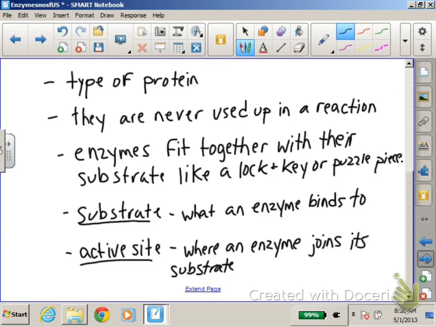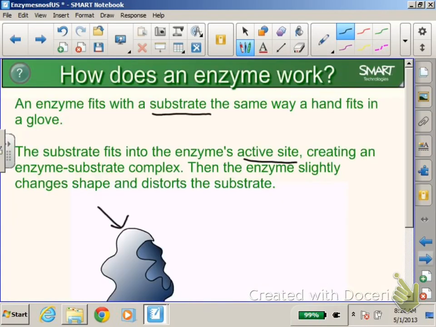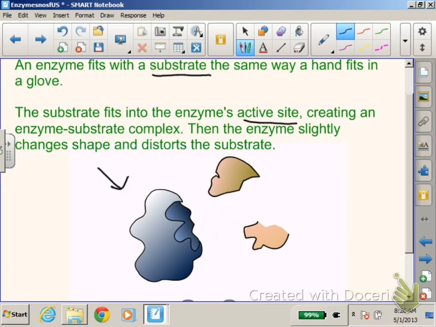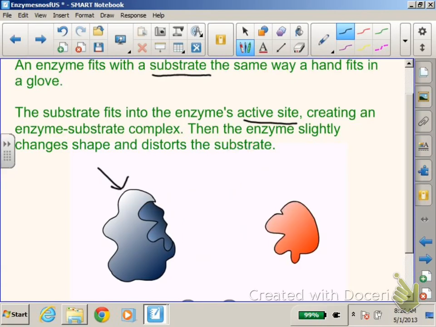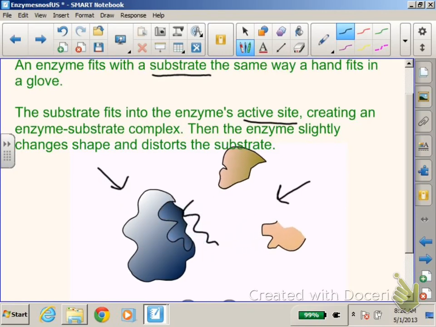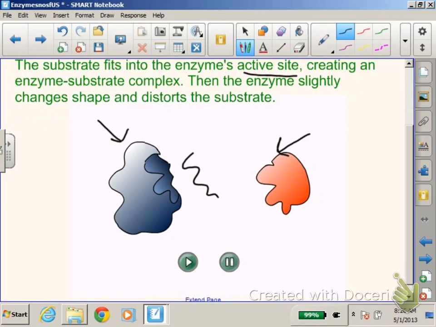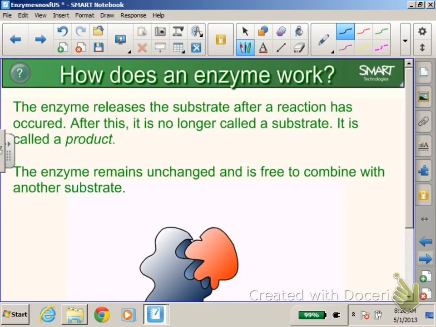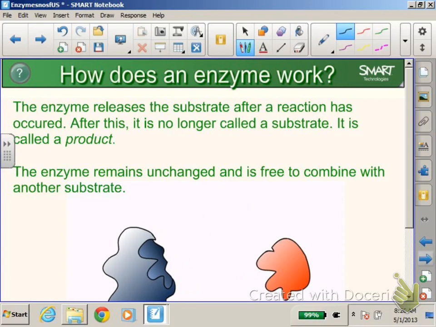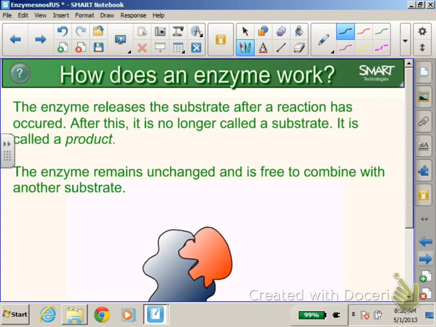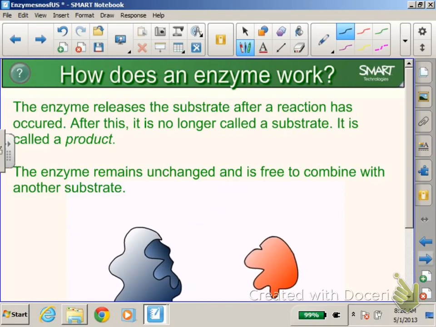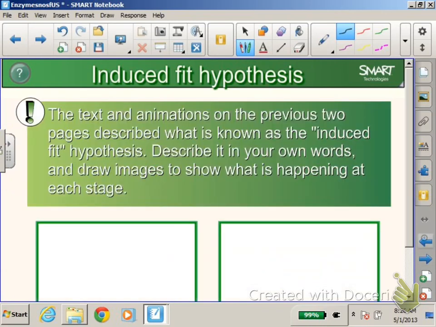Okay, so let's go back to that picture. This right here would be the enzyme, this right here is the substrate, and where it joins right there is called the active site. It says that an enzyme releases the substrate after the reaction has occurred. After this, it is no longer called a substrate, it's called a product. The enzyme remains unchanged and is free to combine with another substrate.